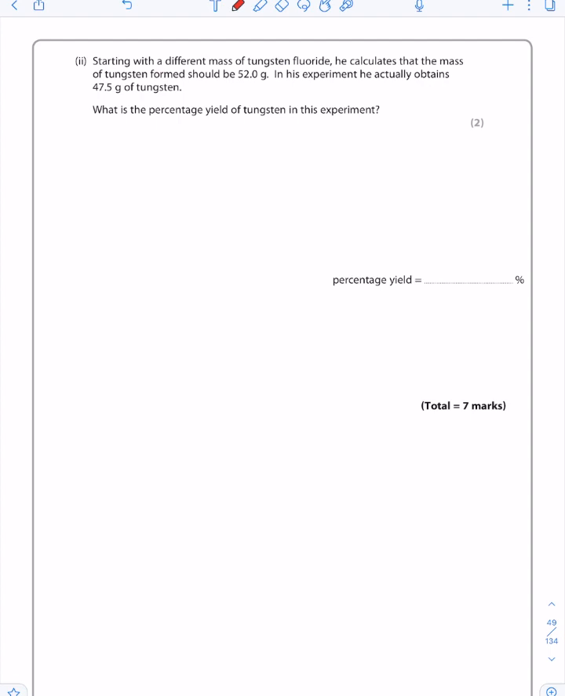Starting with a different mass of tungsten fluoride, he calculated the mass of tungsten formed should be 52. يبقى ده theoretical yield. In an experiment he actually obtains 47.5 grams of tungsten. يبقى ده actual yield. What is the percentage yield of tungsten in this experiment? يبقى percentage yield is equal to actual yield 47.5 over theoretical yield 52 times 100. تطلع 91.3%.